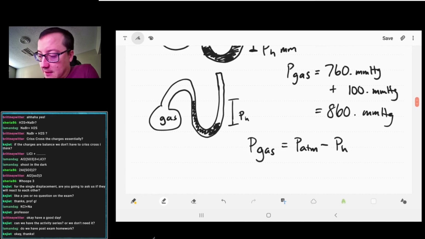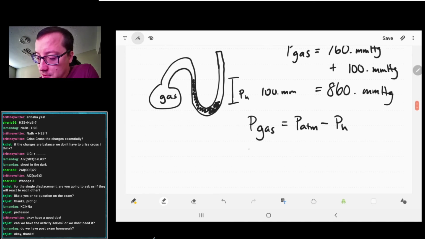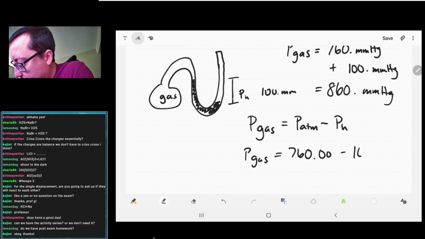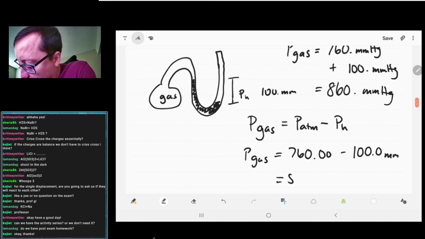So if we say this is 100 millimeters again, we could say the pressure of the gas is 760, or whatever your pressure is, that would be given to you, minus 100 millimeters. And so that would now be 660 as our pressure.